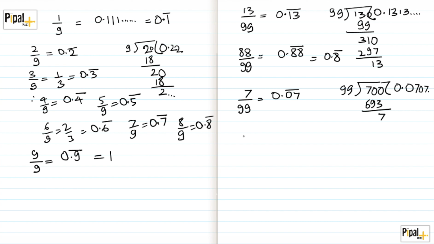And you can continue to extend this logic. Let's say 127 divided by 999 will give us 0.127 repeated infinitely. 3 nines means repetition of 3 digits.